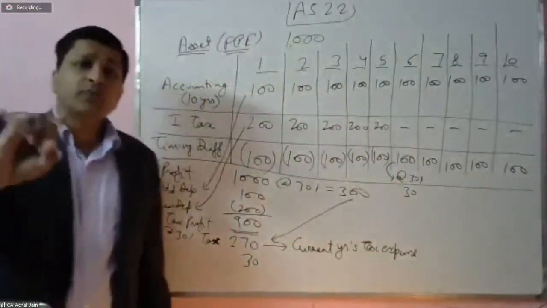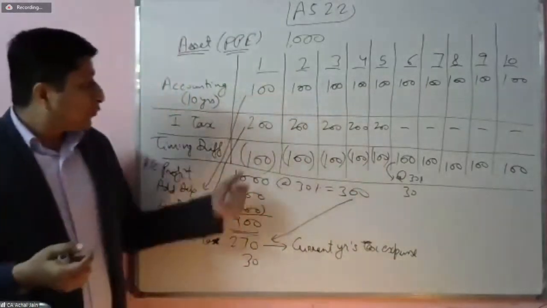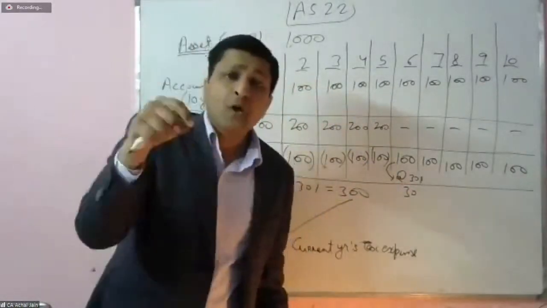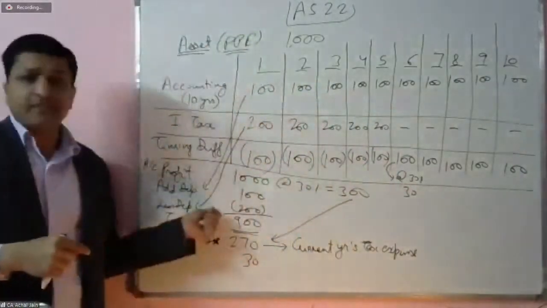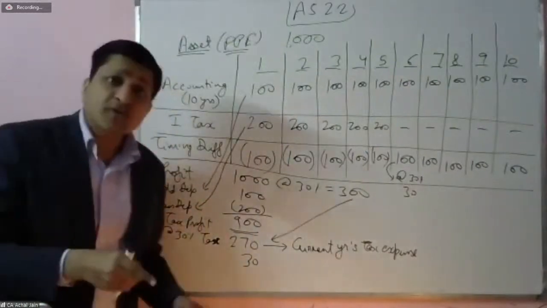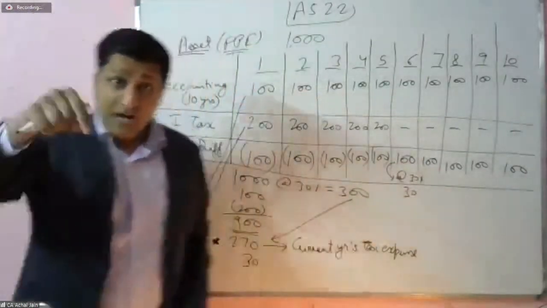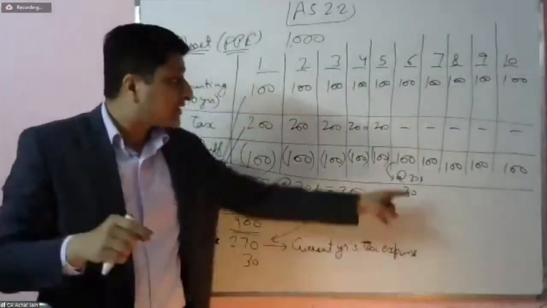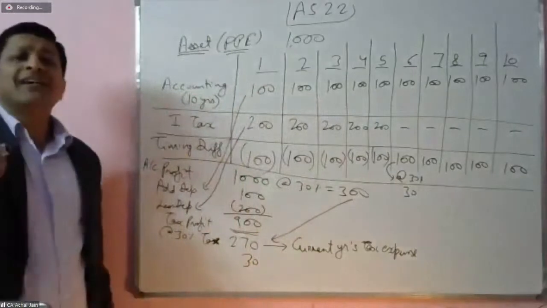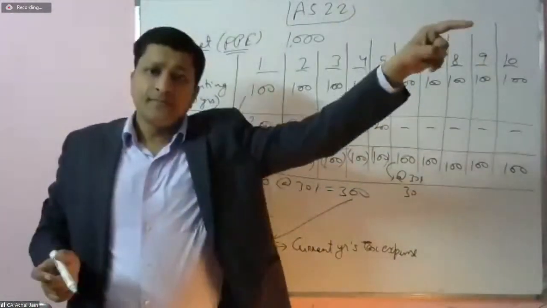But we understand that this 30 is not something which is gone forever. No, it is not gone forever. It is only a timing difference. This is waiting to come in the future years, because of the adjustment that we have made in the current year, due to which this tax liability has got shifted to the future year. So actually government is not foregoing this tax. Government is saying we will take this tax from you, but not in the current year, in the 6th year.